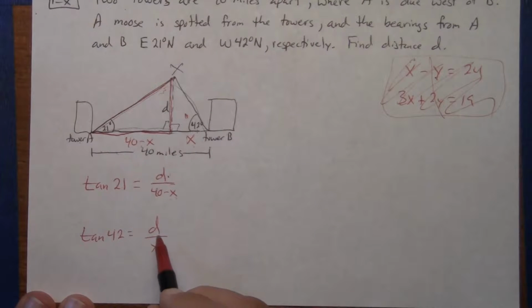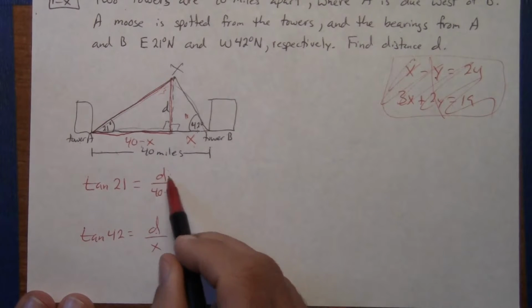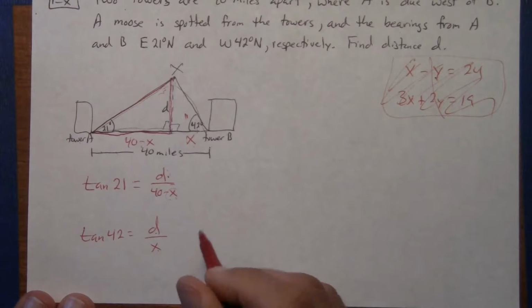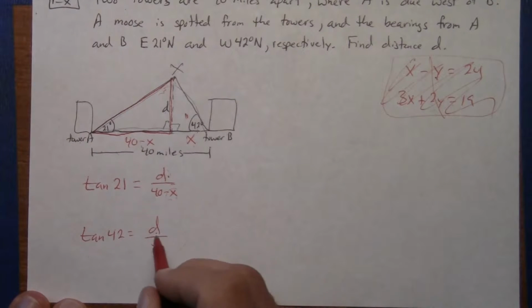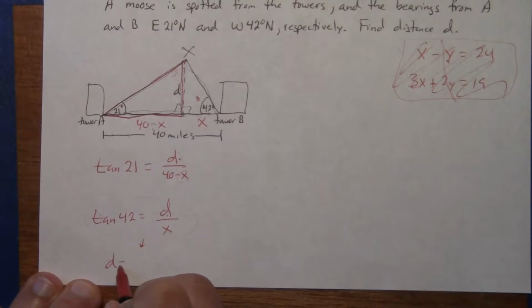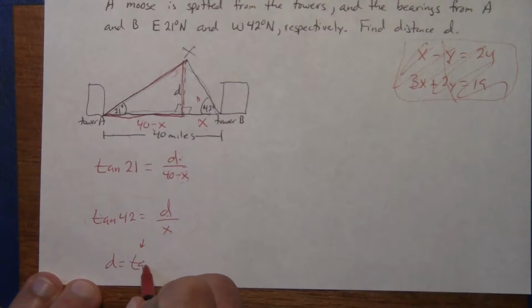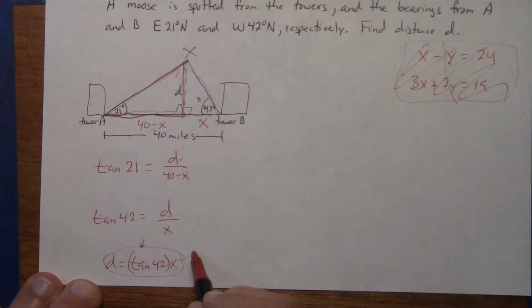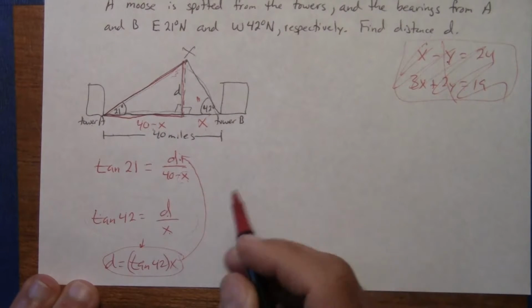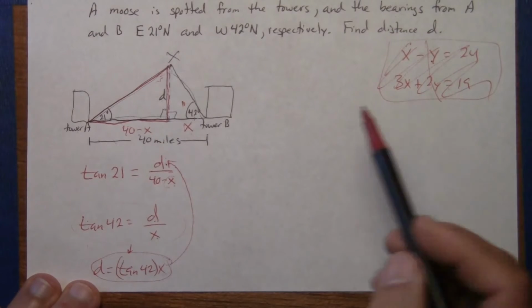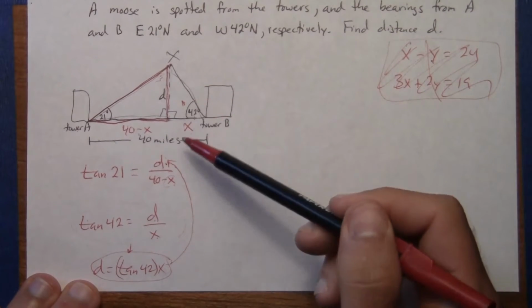And now what I can do is easily solve for d and then substitute that in for d up here, or I could solve for x if I wanted to and substitute in here. Doesn't matter. So let's say I pick this one and I solve it for d, since it's pretty easy to solve for d. Cross multiply, I'm going to say that d is equal to the tangent of 42 times x. And now I can take that and substitute it into this equation, and of course that'll get rid of all the d's. So again, if you need to, rewind that and run through that again.